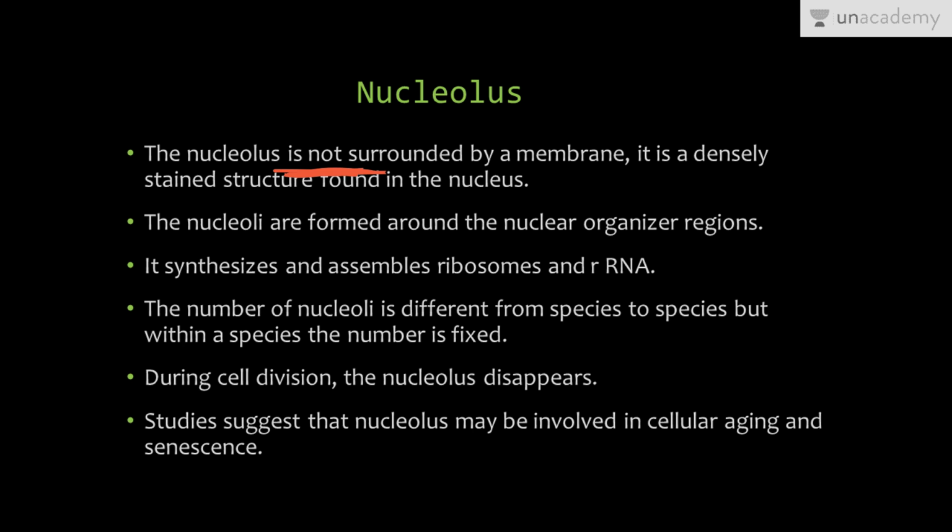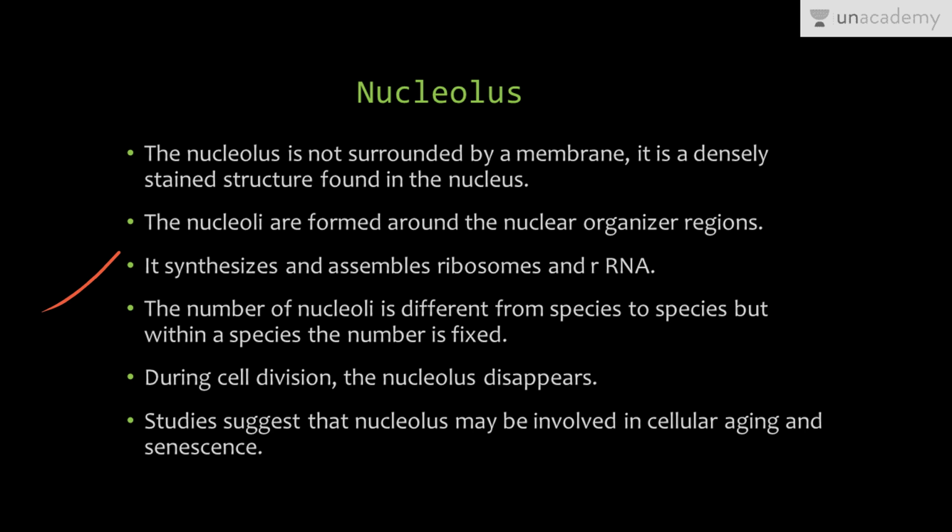The nucleoli are formed around the nucleolar organizer region. Okay, so the nucleolus is located near the nucleolar organizer region. It synthesizes and assembles ribosomes and ribosomal RNA. This is the function of the nucleolus, and you've got to remember this point. It synthesizes and assembles ribosomes as well as the ribosomal RNA.